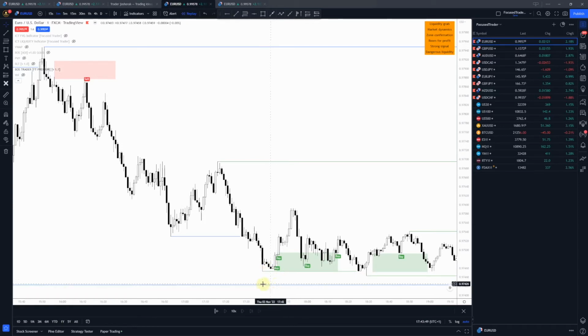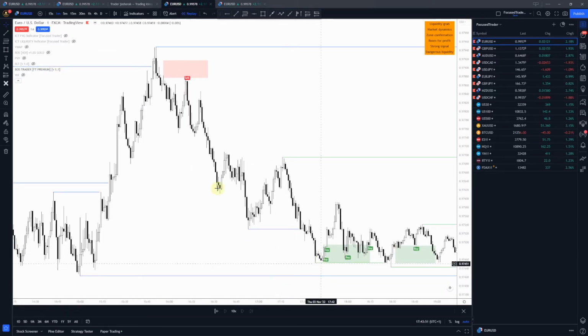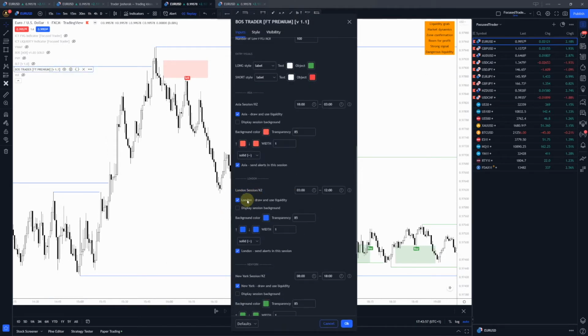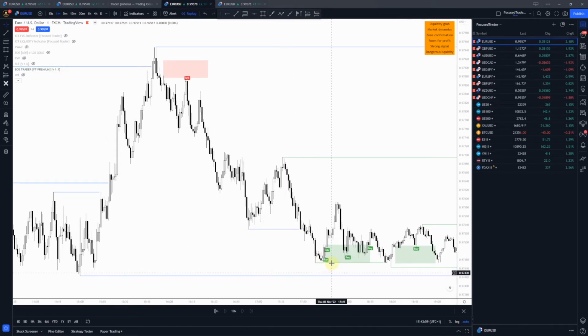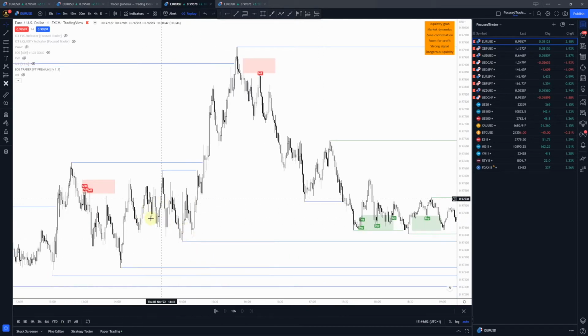But this blue line is the liquidity from, and let me show you. Blue color is London session. So this is the liquidity of London where there was high volume here.